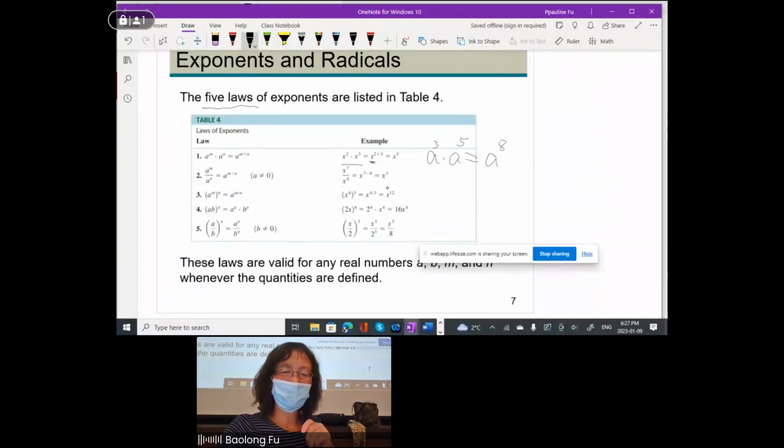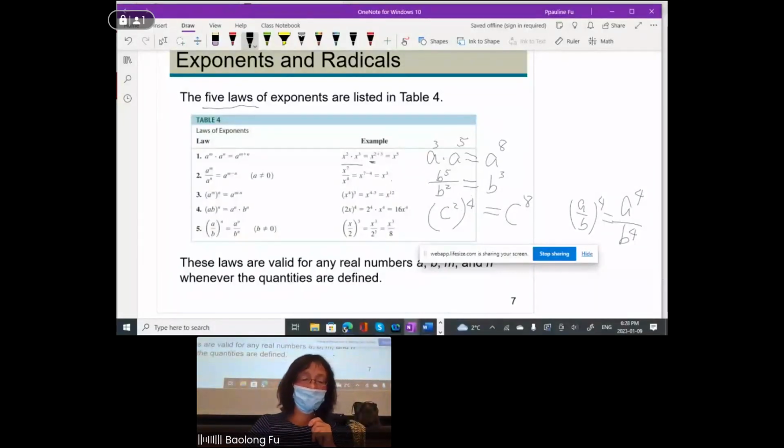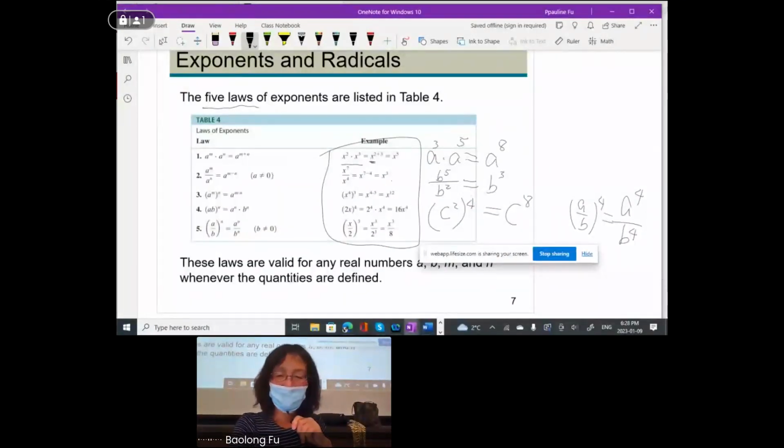Next one, you can check out this example, but I want to give you another example. b raised to power 5 over b raised to power 2 is the same as b raised to power 5 minus 2, equal to b cubed. And then you have c raised to power 2, then bracket raised to power 4, equal to c raised to power 8, 2 times 4. And if you have a over b raised to power 4, it equals a raised to power 4 over b raised to power 4. These are some rules. I provided additional examples in addition to this example. Any questions?